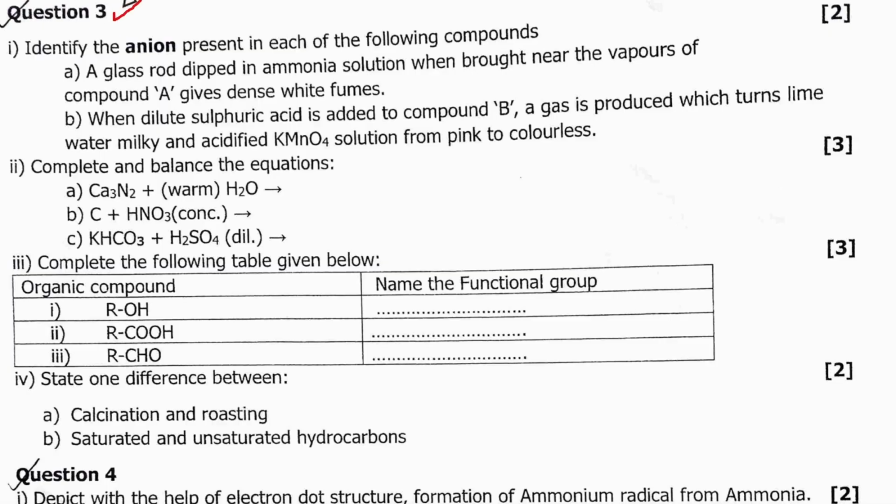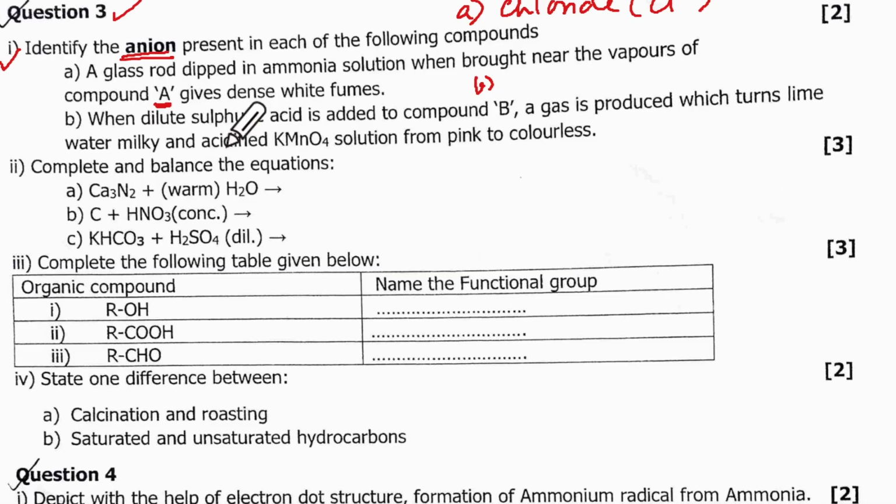Question number 3. Number 1. Identify the anion present. A glass rod dipped in ammonia solution brought near the vapors of compound A gives dense white fumes. Now ammonia is becoming ammonium chloride. NH3 is becoming NH4Cl, means A must be having Cl. So which is the anion for this one? A is chloride, Cl-.